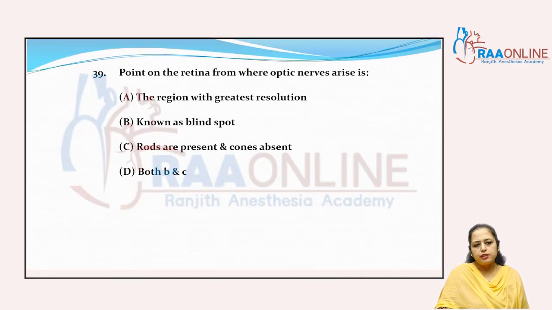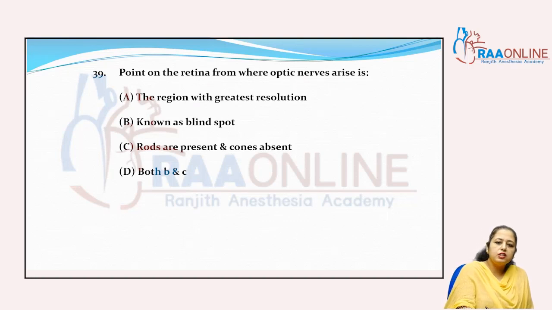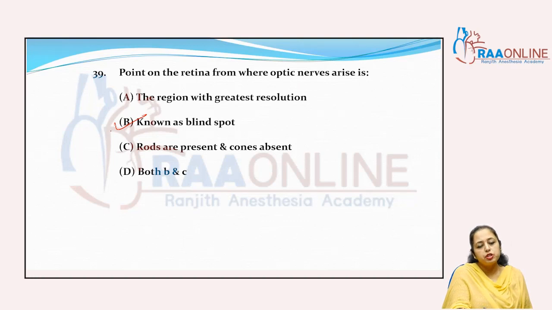Now come to the next. The point on the retina from where the optic nerve arises is called the blind spot, right? That portion is called the blind spot. Actually it is a direct question, where the optic nerve arises, so you have to learn it. Clear?